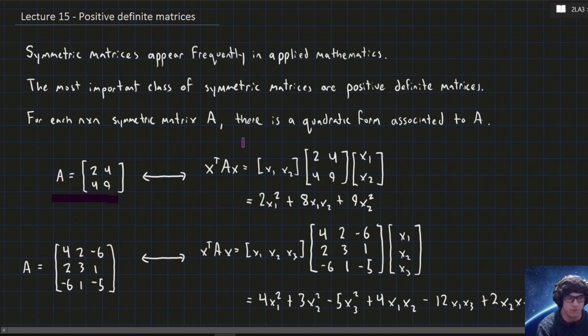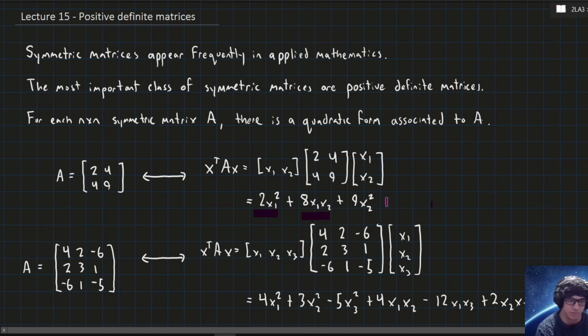symmetric, we can associate to every matrix A a quadratic form of this type. This is how you write it. It's going to be x transpose times A times x, where x is a vector of variables. Here x will be x1 and x2. You write this expression and multiply it out, and it gives you a polynomial like this in two variables, and each term has degree 2.